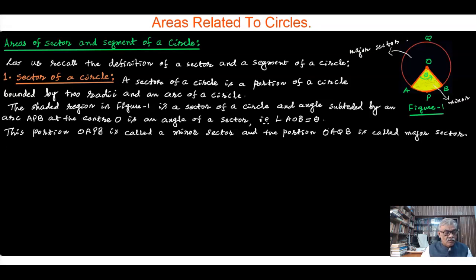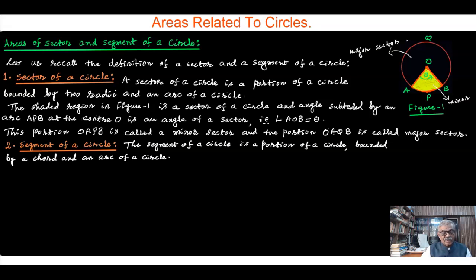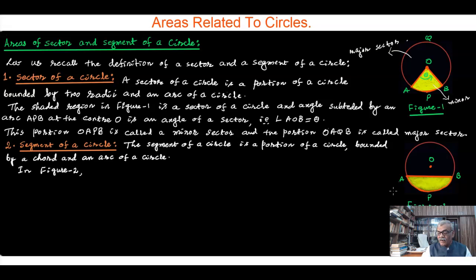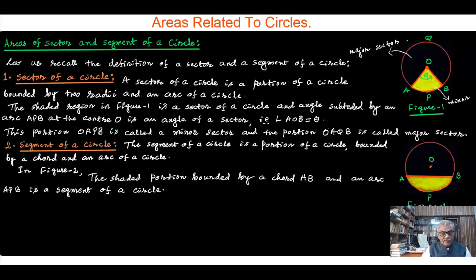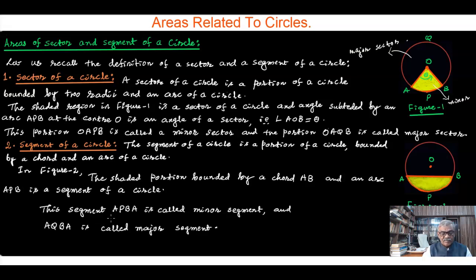And now, segment of a circle. What do you mean by a segment of a circle? A segment of a circle is a portion of the area bounded by the chord and arc of the circle. In the figure here, the shaded region bounded by chord AB and arc APB is a segment of the circle.